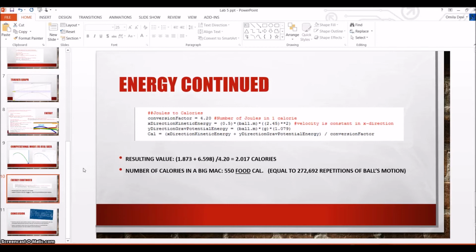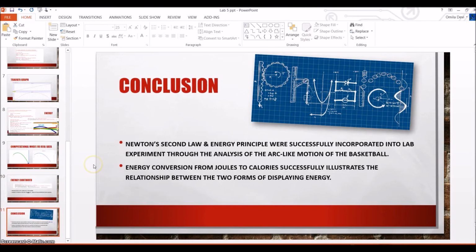So in conclusion, we can note that Newton's second law and the energy principle were successfully incorporated into the lab experiment through the analysis of the arc-like motion of the basketball, and the energy conversion from joules to calories successfully illustrates the relationship between the two forms of displaying energy and their significance in real-life situations.